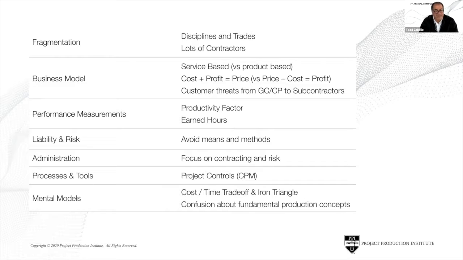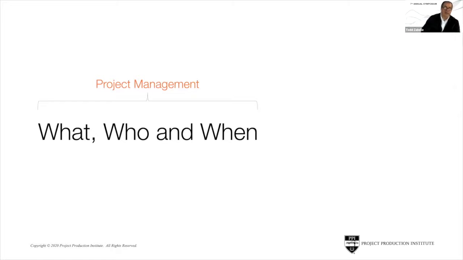And then all this, tying it back to Anil Seth, is that there are underlying mental models. People believe that there's a time-cost trade-off or an iron triangle, and there's a lot of confusion about fundamental production concepts. But all that being said, probably the simplest way to put it, and thanks to all you guys over the last 25 years that have been saying, how do you simplify it? We propose to you that project management focuses on what, who, and when.